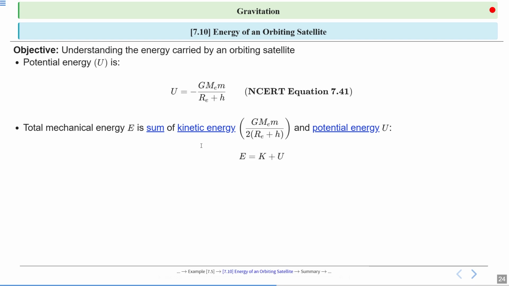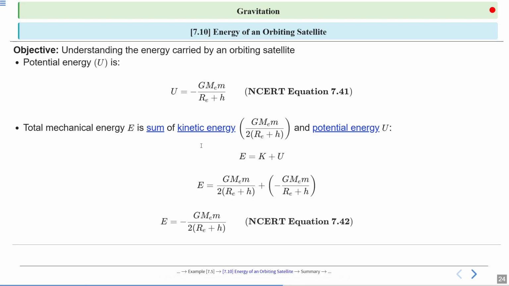And the total mechanical energy E is the sum of kinetic energy, GMe into m divided by 2 into (Re plus h), and the potential energy. E is equal to K plus U. So E equal to GMe into m divided by 2 into (Re plus h) plus minus of GMe into m divided by (Re plus h). So solving this, you will get E equal to minus GMe into m divided by 2 into (Re plus h). This result shows that the total mechanical energy of an orbiting satellite is negative, indicating a bound system.